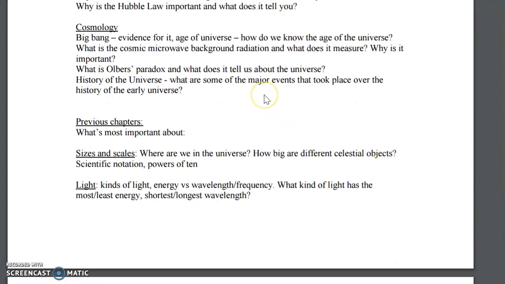Cosmology is the study of the origin and evolution of the galaxy as a whole. Evidence for the Big Bang includes the cosmic microwave background radiation, which is the leftover light from an early period in the universe's history. Other evidence for the Big Bang is the expansion of galaxies through the Hubble law. Other evidence is changes in the abundance of stars.